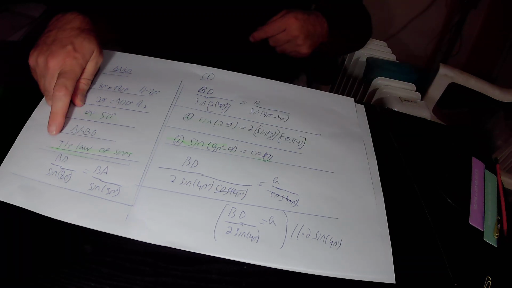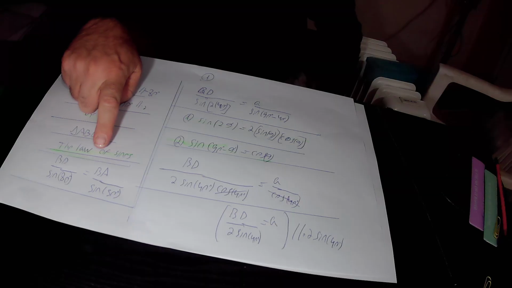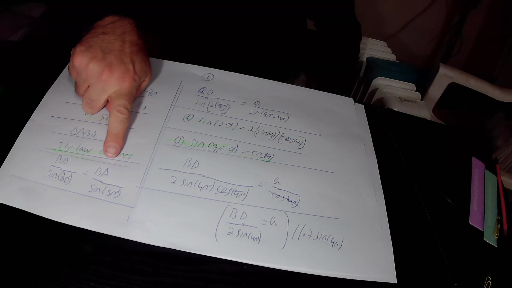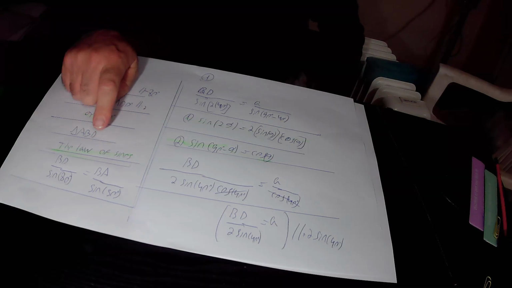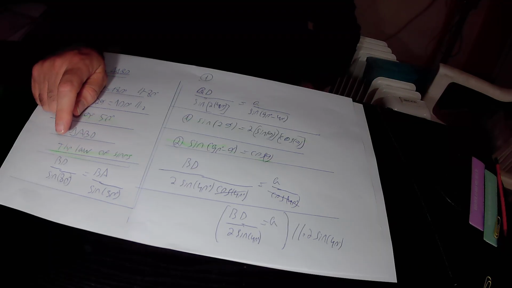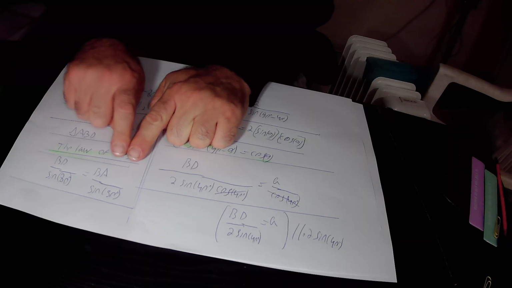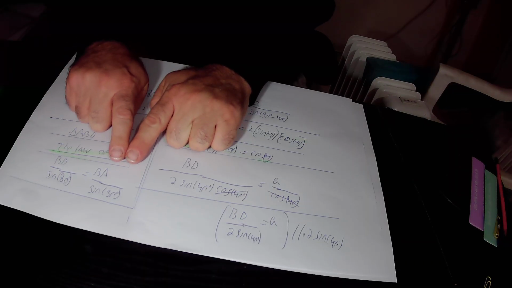So BD over sinus 80 degrees equals BA over sinus 50 degrees. BA is A, so here we have A over sinus 50 degrees. We substitute 80 degrees by 40 degrees times 2, so sinus 80 degrees equals sinus 2 times 40 degrees. Likewise, we substitute 50 degrees by 90 degrees minus 40 degrees. Therefore, sinus 50 degrees equals sinus 90 degrees minus 40 degrees.